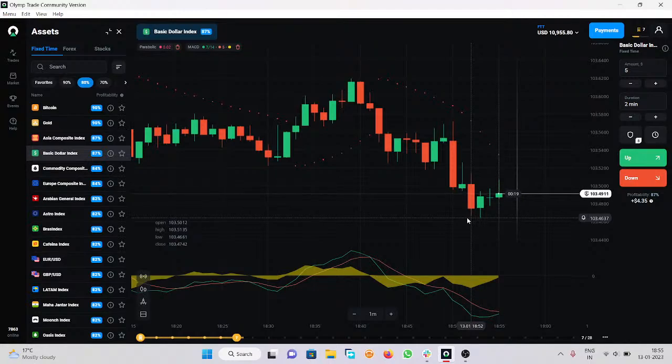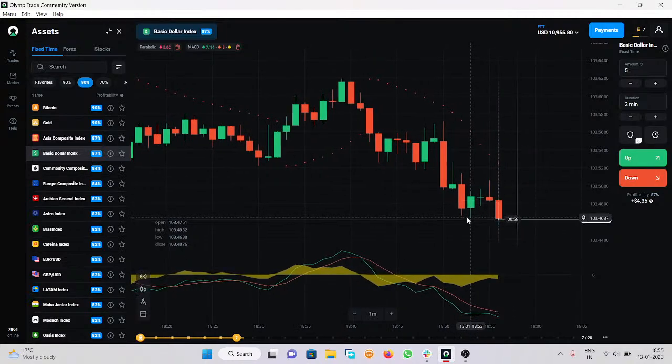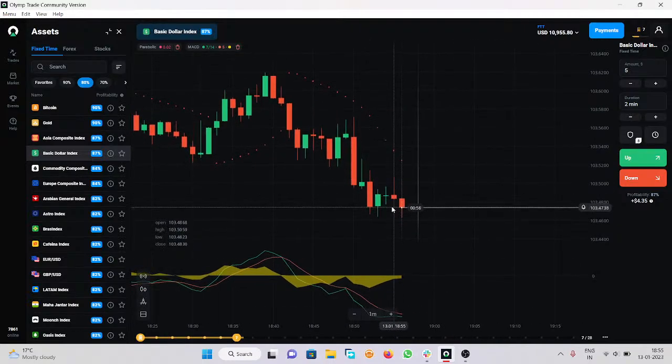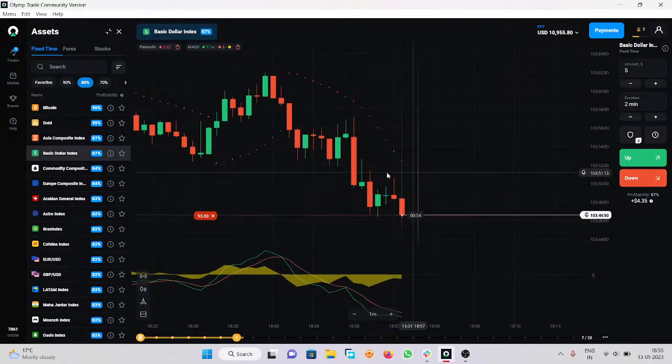Now what about the signal lines? It shows the signals: when it crosses above it means buy, or below it means sell. Also the speed of the crossover is a signal of whether the market is overbought or oversold. Right now, as you see, the trend is going up and suddenly it's coming down.